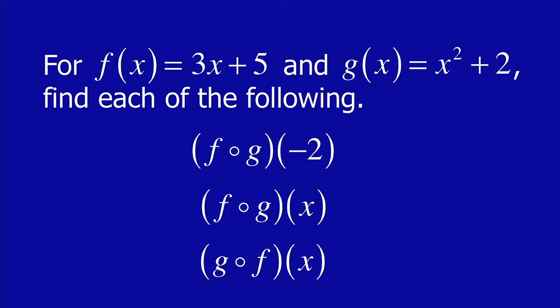For f of x equals 3x plus 5 and g of x equals x squared plus 2, find each of the following: the composition of f with g of negative 2, the composition of f with g of x, and the composition of g with f of x.